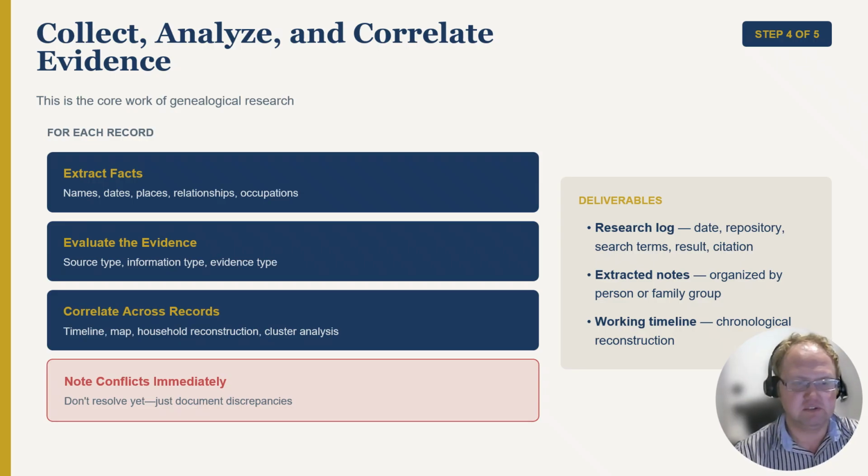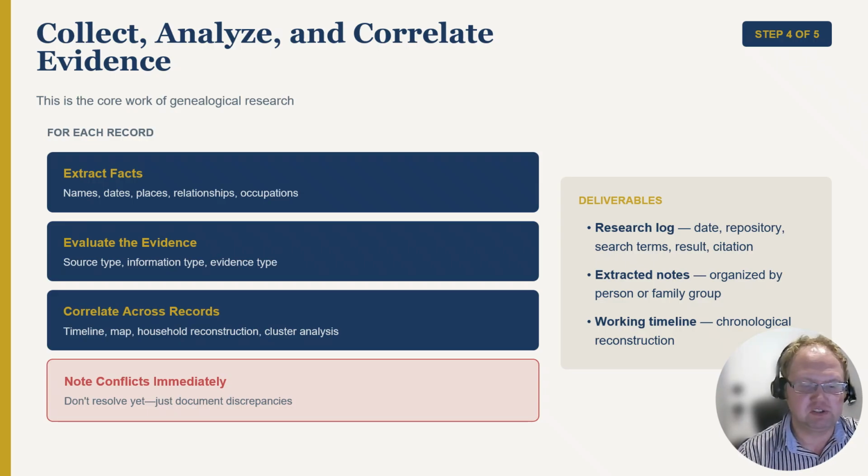So the deliverables here are 3 things. A research log documenting the research you performed, positive and negative, even if it didn't turn out. I believe that's important later down the road. Extracted notes organized by person or family group, and a working timeline showing the chronological sequence of events. This is the ideal.